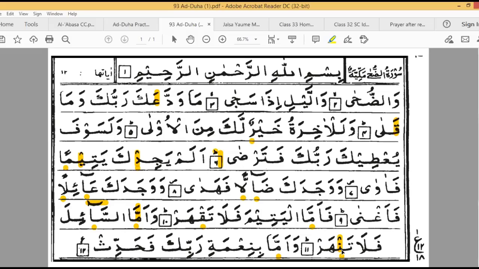So that means that when we have this noon sakin, we have to produce a clear sound. So we have to say tan like that, and no prolonged nasal sound is made. That's just something we have to be careful of. So let's read this verse.